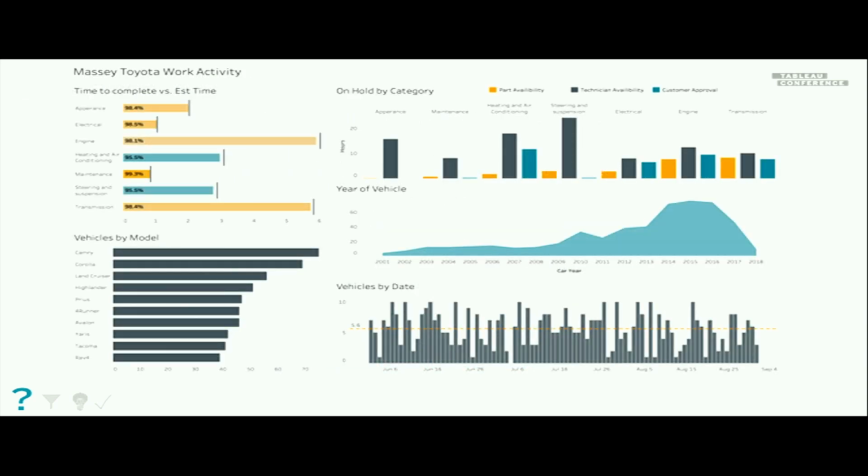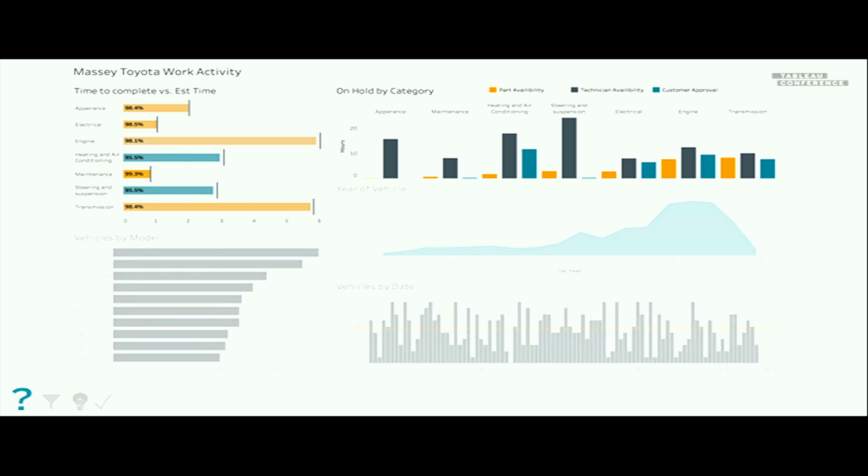It does a better job of addressing his problems, and you can see some of the original charts are still there. They weren't totally throwaway charts, but I've added two more. The one on the left shows efficiency broken down by job type, and the one on the right shows vehicles on hold by category of reasons they could be on hold, as well as the category of job.